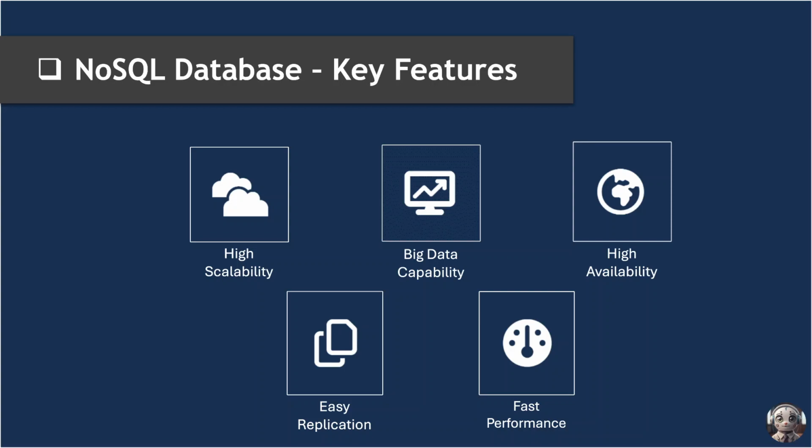Let's start with high scalability. NoSQL databases are designed to scale horizontally, meaning they can handle large volumes of data by distributing it across multiple servers. This makes them suitable for applications that require high performance and can benefit from distributed architectures.